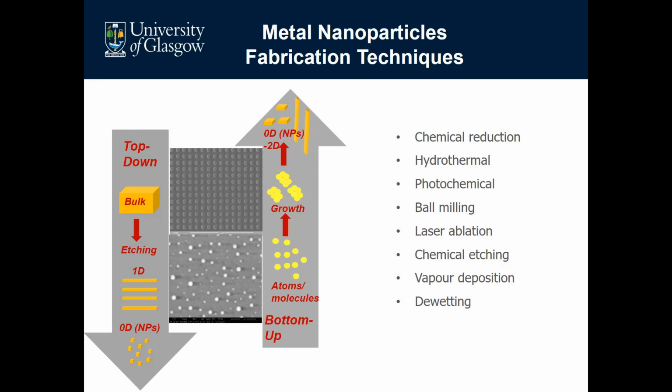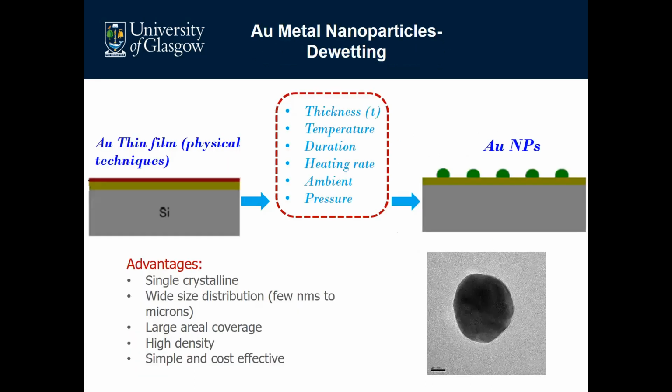But dewetting is a unique technique, where it doesn't fall under either bottom up or top down. It doesn't use etching or a growth technique. Any simple vapor phase technique could be used to produce a thin film of metal, which is heated to high temperature, and then it breaks into small droplets. The process looks very simple in a straightforward way, but it's very sensitive to the experimental conditions. So this has very good advantages compared to many other techniques.